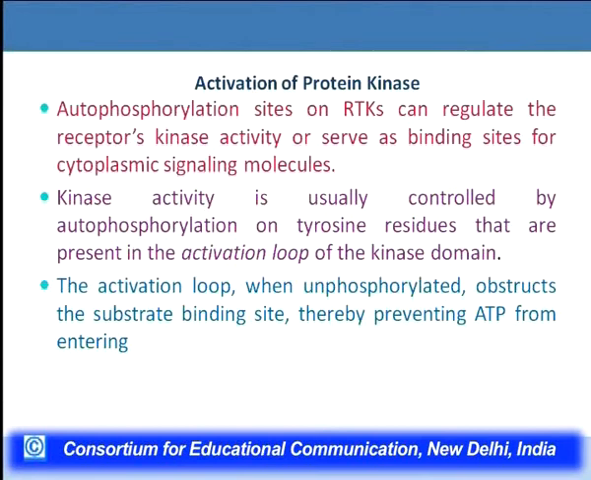And this particular activity is basically controlled by autophosphorylation of tyrosine residues, which are present in the activation loop of the kinase domain. This kinase domain has an activation loop which contains a large number of tyrosine residues. And these tyrosine residues can be phosphorylated or dephosphorylated. If they are phosphorylated, then the kinase gets active. When this loop gets dephosphorylated or unphosphorylated, it does not let ATP bind, and therefore it remains inactive. So phosphorylation leads to activity of the kinase, and dephosphorylation leads to inactivity of the kinase.